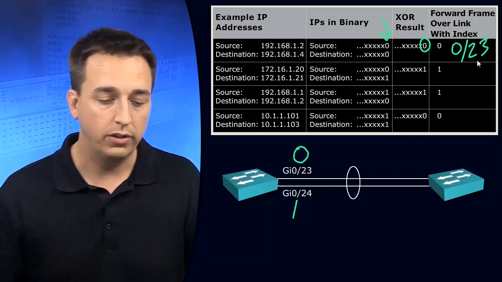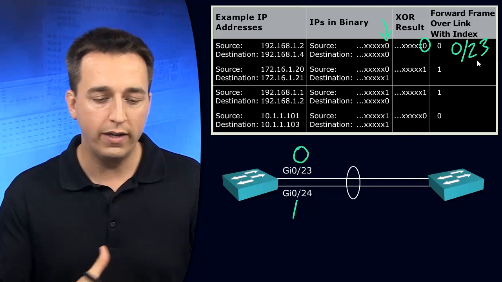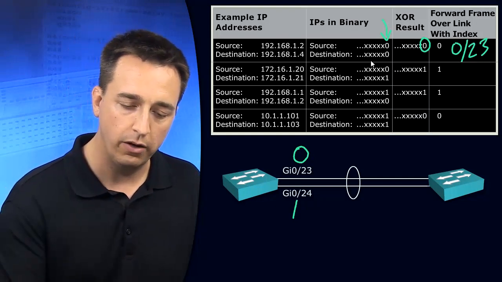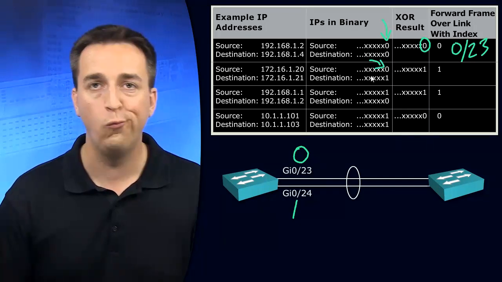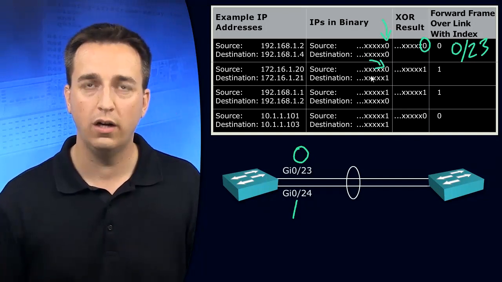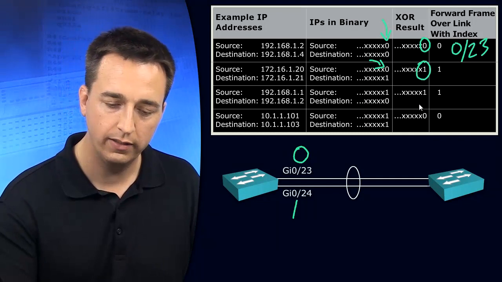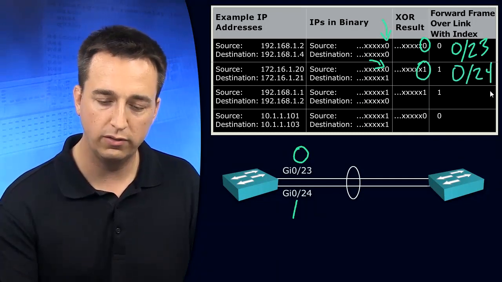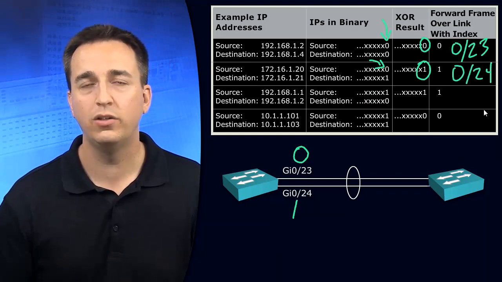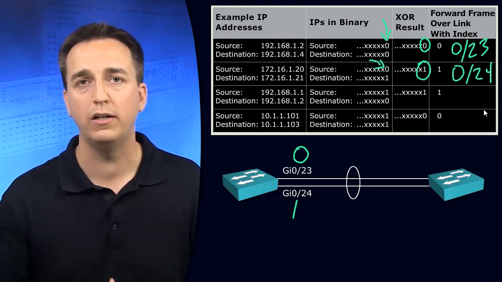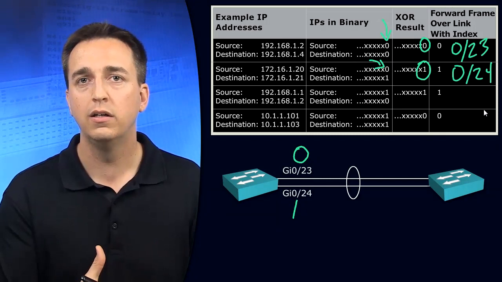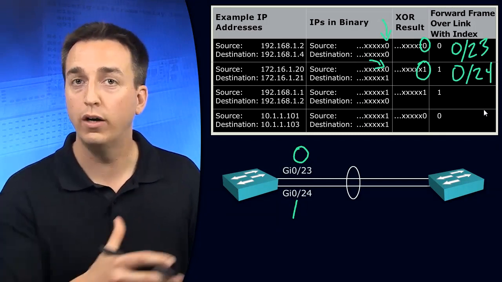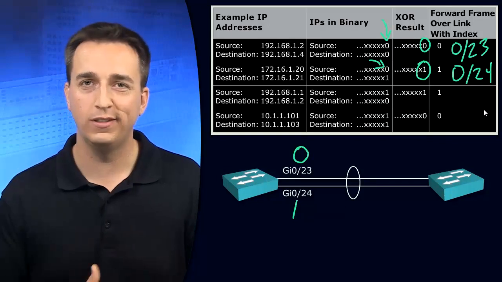What about the next option? Traffic sourced from 1.20 going to 1.21. Well, the source ends in 0. The destination ends in 1, resulting in an XOR of 1. So therefore, link 0/24 is used. So the XOR operation is going to come into play when we are dealing with source and destination as the hash input, for source and destination IP or source and destination MAC.